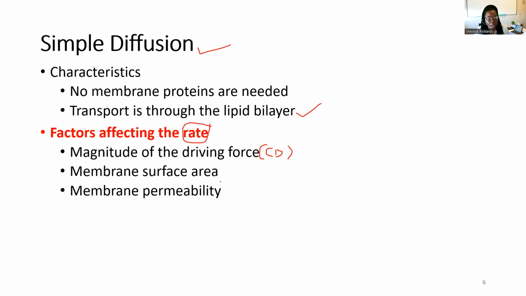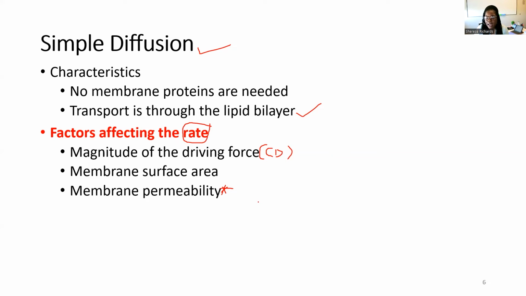And then the third one is probably the most important one. It's one that is going to depend on some other variables that we'll talk about coming up, but this is the membrane permeability. This is how easily can these particles move through the membrane. Remember, if a particle cannot move through the membrane, it cannot undergo simple diffusion.